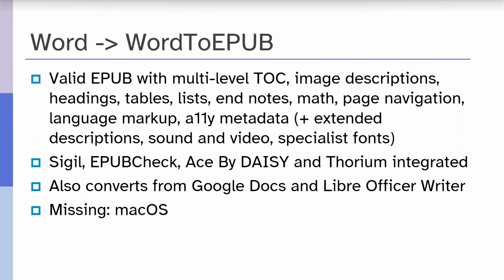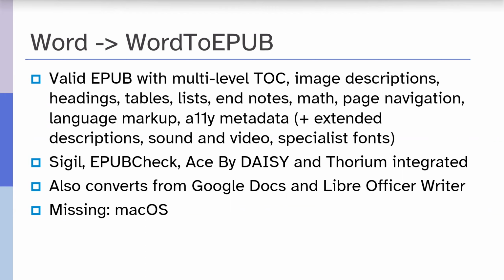So what about the EPUB you get from this tool? Well, it's a valid EPUB with multi-level table of contents. You have image descriptions, headings, tables, lists, endnotes, math. You get your page navigation, your proper language markup, and you get accessibility metadata. And there are other features in there too, if you really want to knock yourself out.